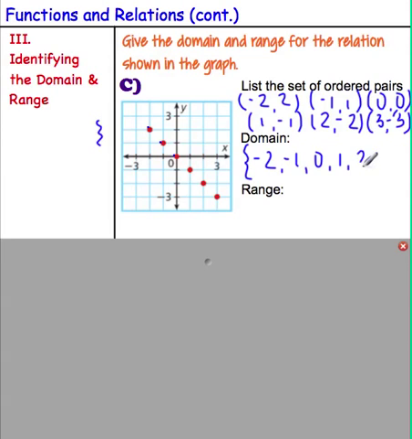We'll rewrite those. And we'll have a bracket on the other end. And our range is our output values or our y values, which gives me 2, 1, 0, -1, -2, -3. While writing out the ordered pairs isn't necessary, it is extremely helpful, as you can see.